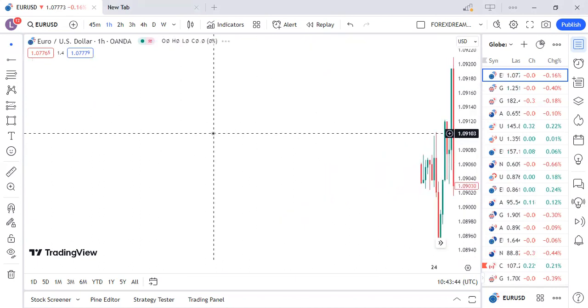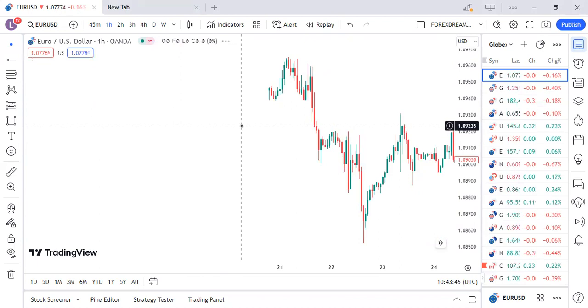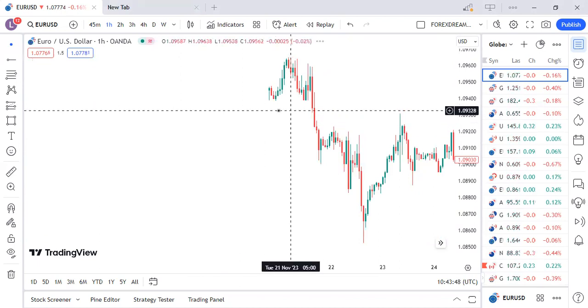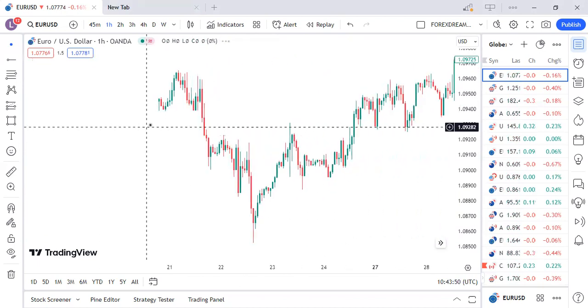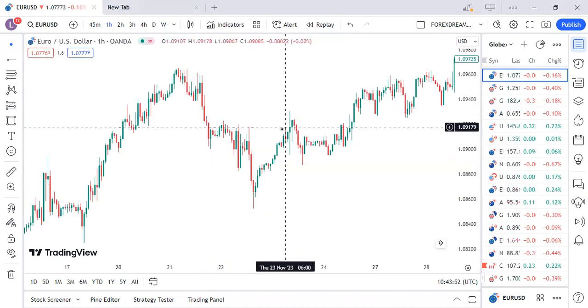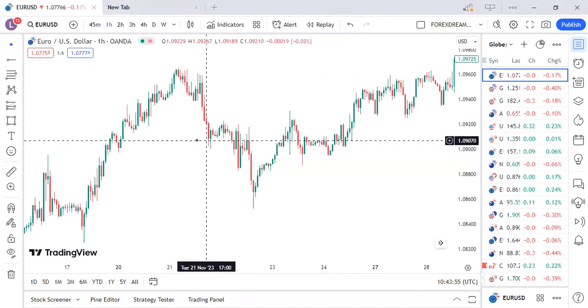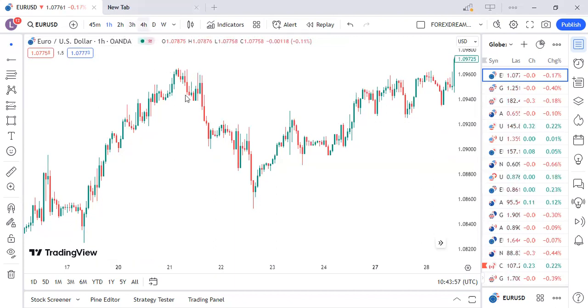Remember, okay, personally, I prefer using higher time frames. The reason why I prefer using higher time frames is because higher time frames are accurate compared to smaller time frames. I'll show you why. Let's look for a support here. I'll have to go to 4-hour time frame.